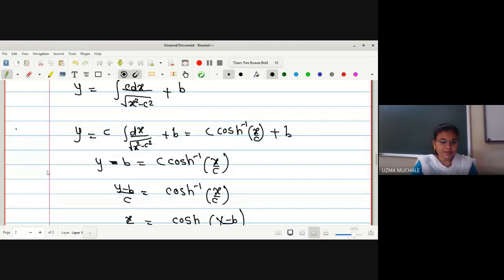Suppose you don't remember the value of this integration, what you have to do at that time, you have to waste one more time.